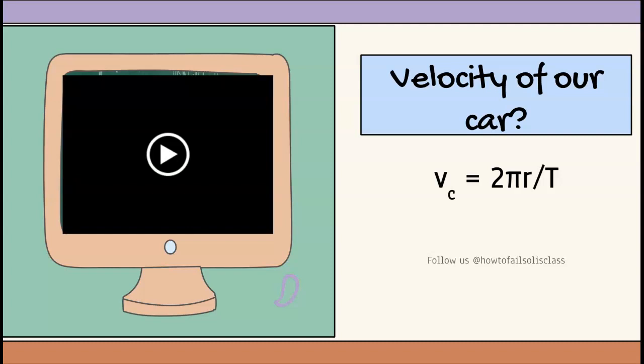Now we want to show you the velocity of our car. So the velocity of the car was calculated with the equation 2 pi r over time. So 2 pi times the radius of our circle divided by time. In this example, we can see how the car moves in a circular motion and how the velocity vectors point along the circle.